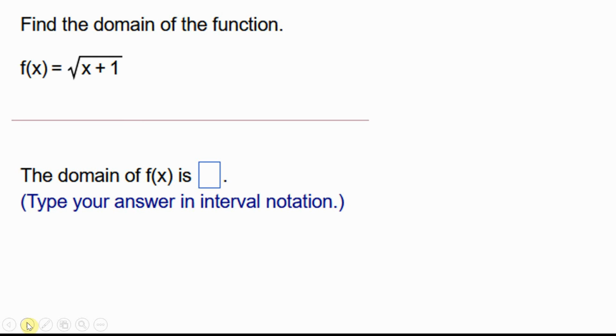What's under the radical has to be greater than or equal to 0. So this implies that x plus 1, which is under the radical, has to be greater than or equal to 0. Subtract 1 on both sides, we get x is greater than or equal to negative 1. So this becomes our domain. If I'm going from negative 1 to positive infinity, that's a bracket. I can include negative 1 here because I'm not in the denominator, all the way to positive infinity.